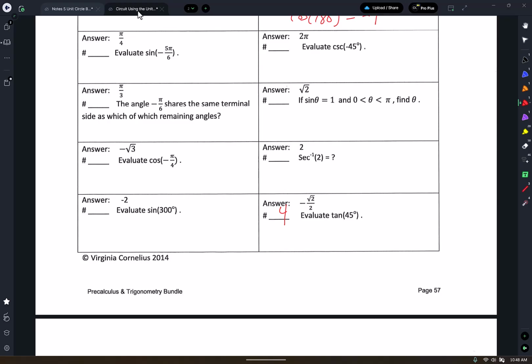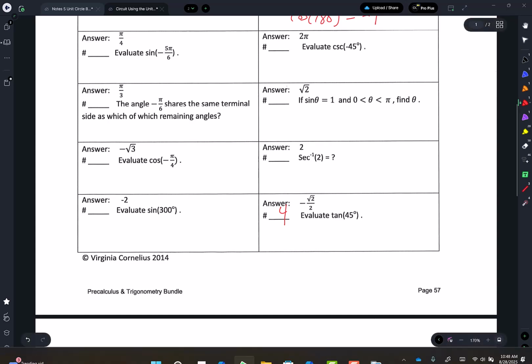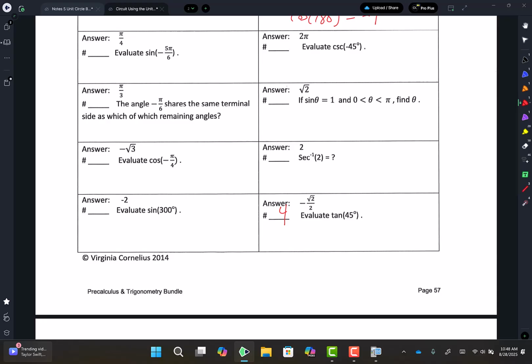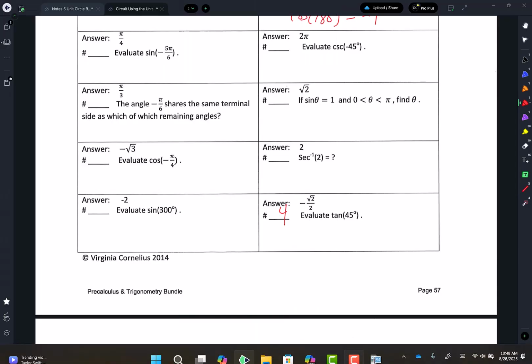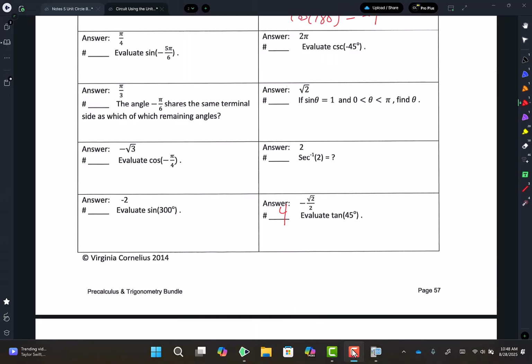Secant is the reciprocal of cosine. Just remember the letters, they toggle. One starts with an S, so the other one has to start with a C. One starts with a C, the other one has to start with an S. So cosecant is the reciprocal of sine. You know what I mean? Yes. And then let me know if you guys run into issues. Like math issues, not everyday issues.